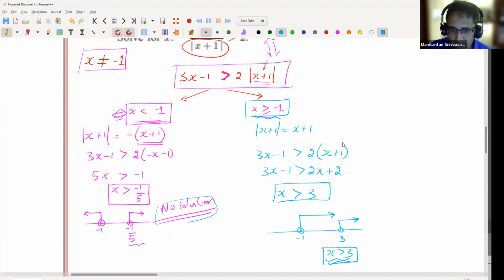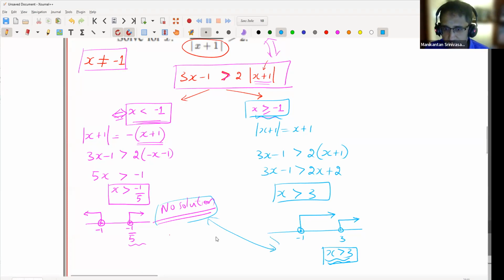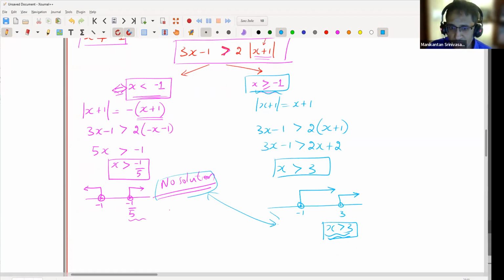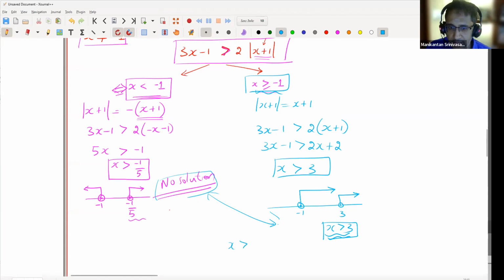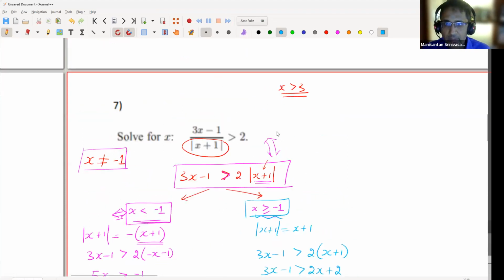Now we combine the first half and the second half, right? Potentially the first half could have had some solution as well, right? In this case, there's no solution. So the final answer is just x is greater than 3. So well done, Navya, on that one.